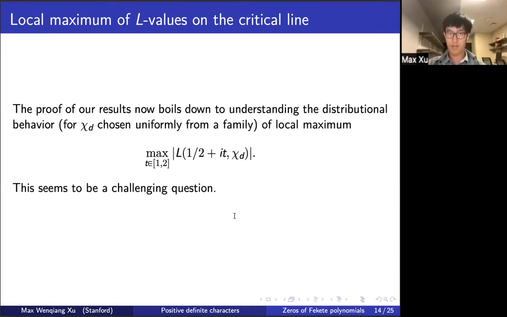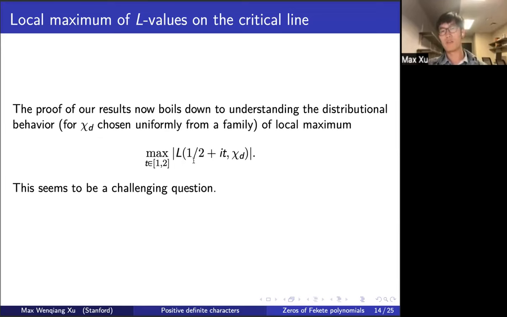Now our result boils down to understanding the distributional behavior of the local maximum. When I say distributional behavior, I mean that this little d is chosen from a family. That's the only randomness, and the rest is considering the maximum over t in a certain interval. The exact length of the interval is not very important, but I put it between 1 and 2. Now we want to understand this maximum. What's the typical size of this max? This seems to be a challenging question, because you are taking the maximum of a family of L values, and it seems unclear how to proceed.